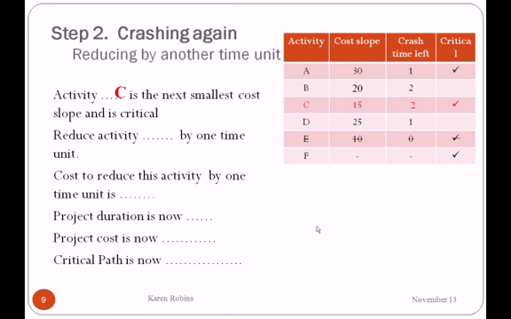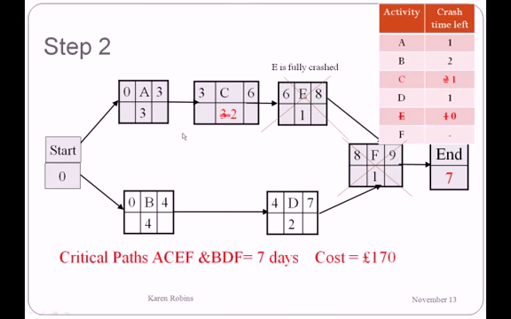By crashing activity C, it will cost us an extra 15, and that will add to our cost overall to give us 170. The project duration goes down to 7, and the critical paths are A, C, E, F, and B, D, and F, because there are now 2 paths on 7 time units. Let's look at the network. If we go A, C, E, F, it's 7 time units. If we go B, D, F, it's 7 time units. Both paths are critical. The cost is now 170.